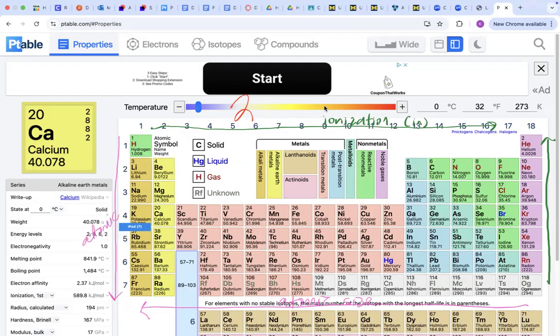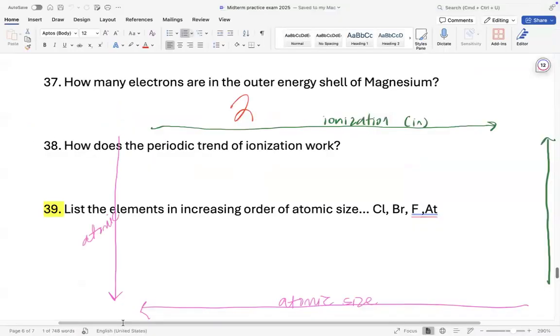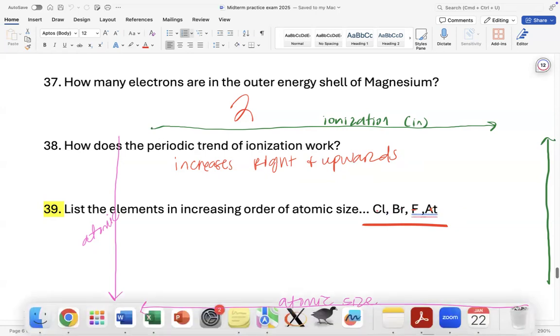All right. So how does the trend of ionization energy work? Right? It increases as you go right and upwards. That's what you need to know about that one. That question just asks you how the trend itself works. The trend about atomic size is going to give you a list of elements, and you have to determine the order in which their size is. So here we have chlorine, barium, fluorine, and AT, which I'll show you over here on the periodic table.